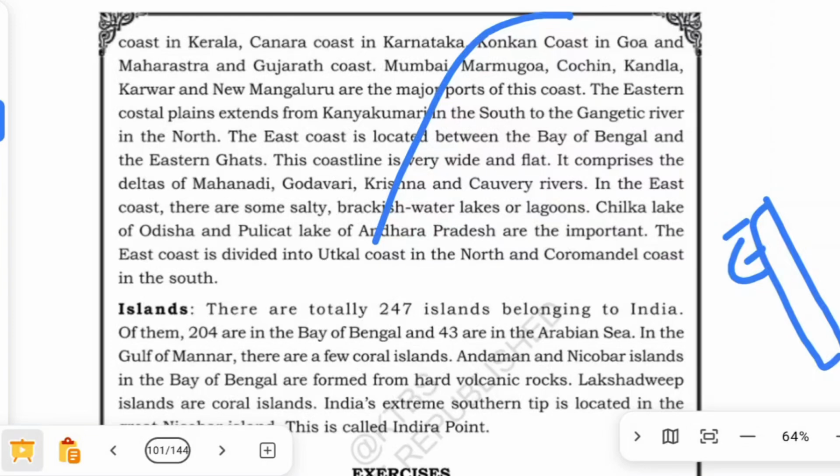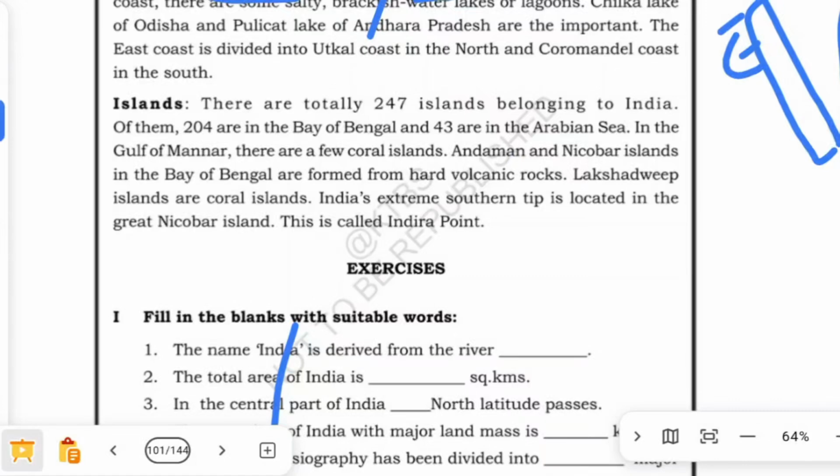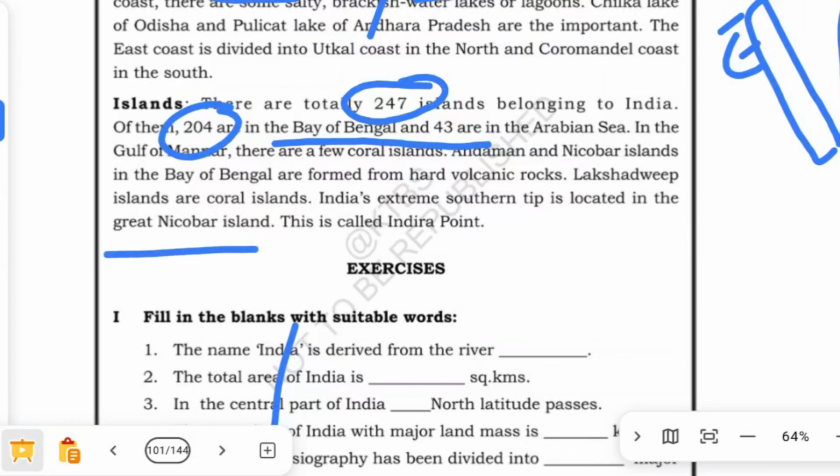The eastern coastal plain extends from Kanyakumari in the south to the Gangetic river. The east coast is located between the Bay of Bengal and the Eastern Ghats. So you must understand that. Mahanadi, Kaveri, Krishna, Godavari, these rivers flow in the east. Last and finally, you must understand the islands. There are totally 247 islands belonging to India. Among them, 204 are located in the Bay of Bengal and 43 are in the Arabian Sea. India's extreme southern tip is located in Great Nicobar, that is Indira Point.